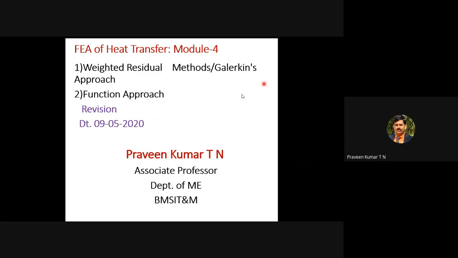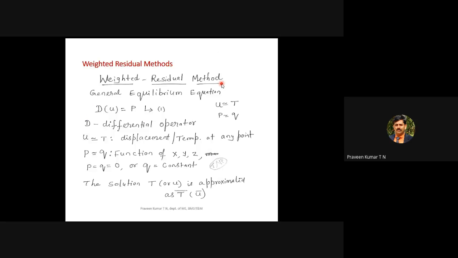As per your syllabus, some derivations you have to do by the Galerkin approach, and some by the functional approach. First, we'll finish the Galerkin approach. I am giving a brief introduction, which we also discussed yesterday. Before the finite element method, there were different methods to find the solution of an equation. One of them is the weighted residual method, a mathematical method from which we can find the unknown variables. In mathematics there are many methods for sets of equations.